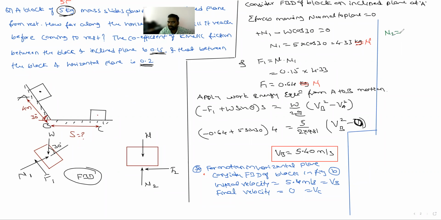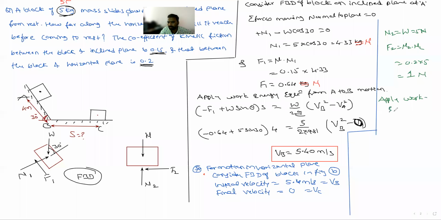N2 is equal to the same as that of W, that is equal to 5 Newton. Correct. Then F2 is equal to mu times N2, mu2 into N2. Mu2 is given 0.2 into 5, that is equal to 1 Newton.